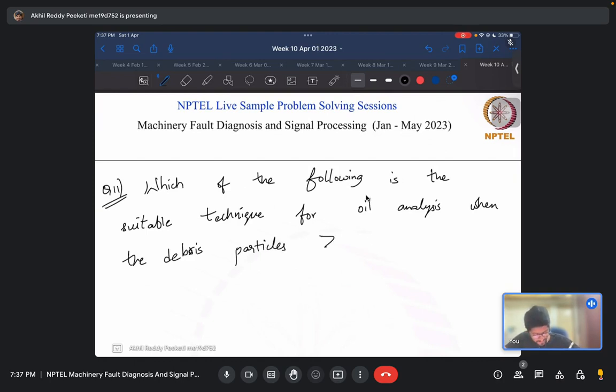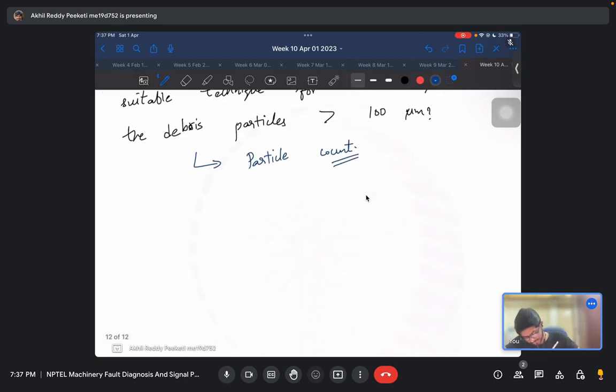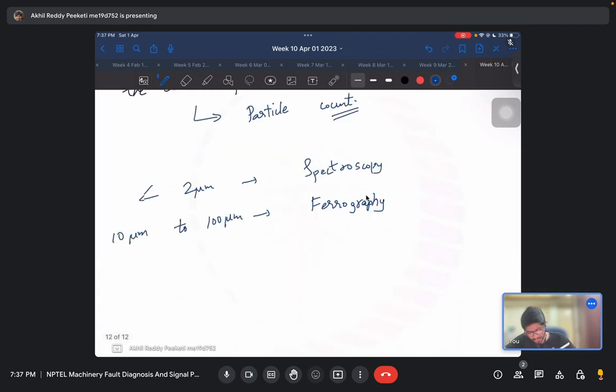If the debris particles are greater than 100 microns, the suitable one is to just count the particles. So the particle count is most suitable. If it is less than 2 microns, then you go to spectroscopy. If it is 10 to 100 microns, then you go for ferrography. If it is greater than 100 microns, then you go for particle count.